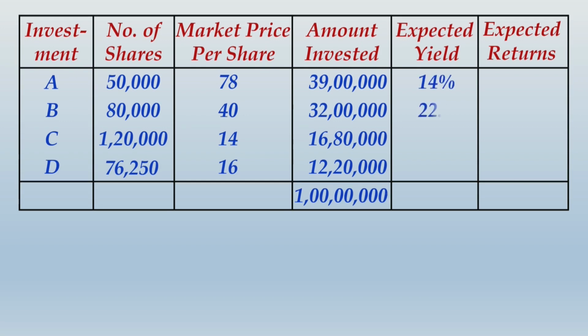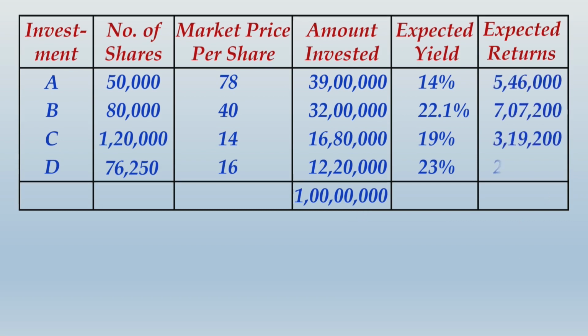Then we have been given expected yield, and when I multiply the expected yield in percentage to the respective amount invested, I'll be getting the expected returns in monetary value, and when we get this totaled up, we will be getting the total expected returns on the portfolio.